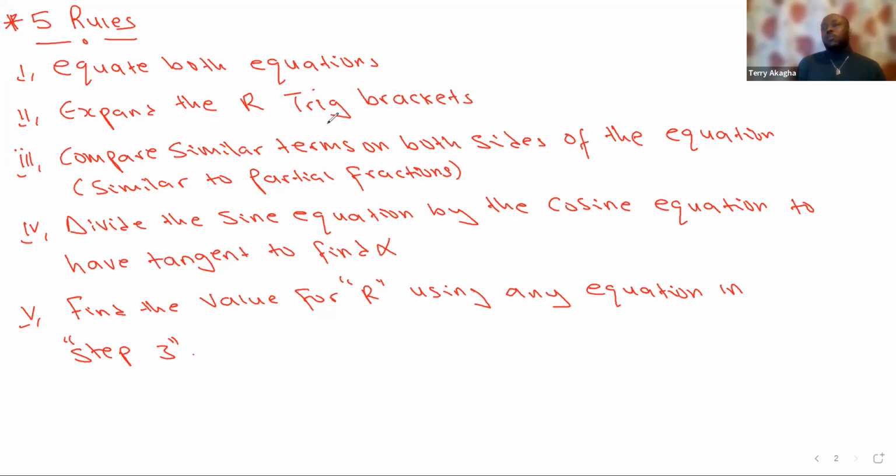So the first thing, you equate both equations. When you equate them, you now expand the trig bracket. When you expand the trig bracket, you now compare similar terms, similar to what we did in partial fractions, where we're comparing coefficient of terms. Then after that, you divide the sine equation by the cosine equation to have tangent to find alpha. Then you find the value for R using the equation in step 3. That means in this step here.